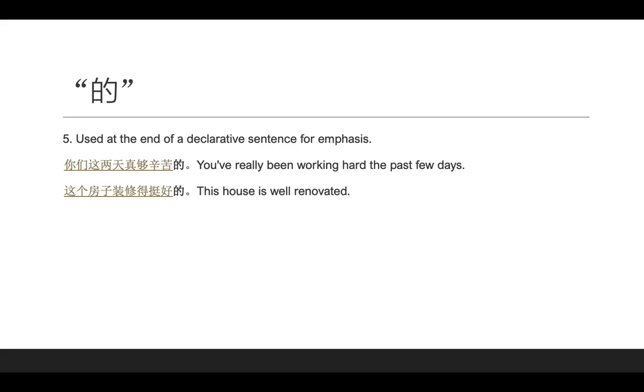And finally, the 的 can be used at the end of a declarative sentence for emphasis. For example, 你们这两天真够辛苦的. You've been really working hard the past few days. So here is a declarative sentence to say that you work hard, and if you add the 的 at the end of the sentence, it is to emphasize you are really working hard. 这个房子装修的挺好的. This house is well renovated. So again, you are using the 的 to say, yeah, it is not only renovated, but it's well renovated.